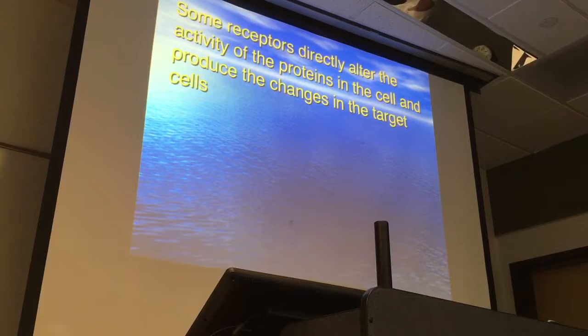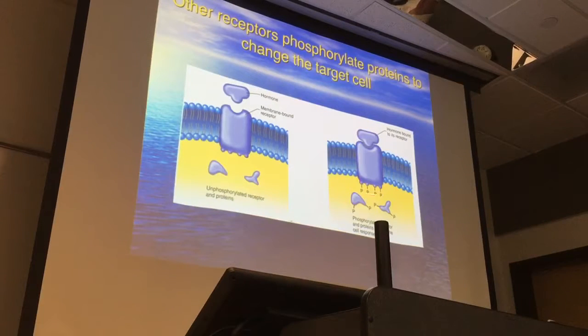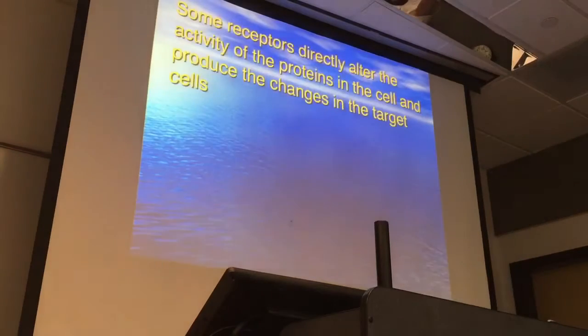Some receptors directly alter the activity of proteins in the cell. The receptor directly activates several protein molecules. Those altered ones, besides phosphates, it's different than this one, where it's attaching phosphates. They can affect them other ways, cause changes to them and cause them to be activated.